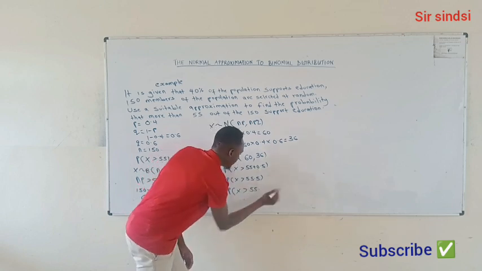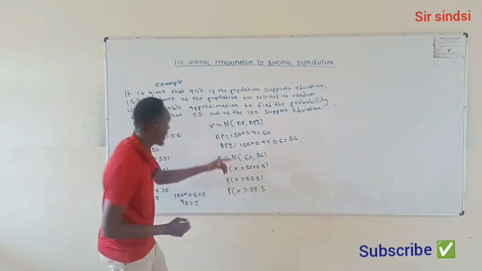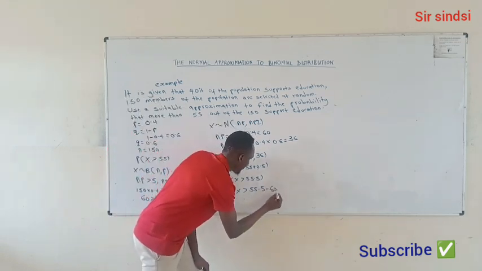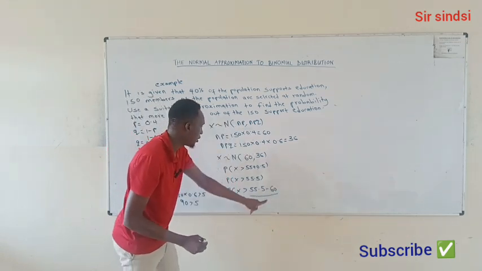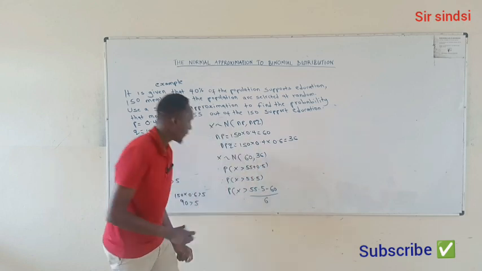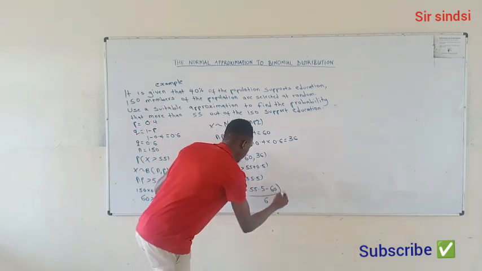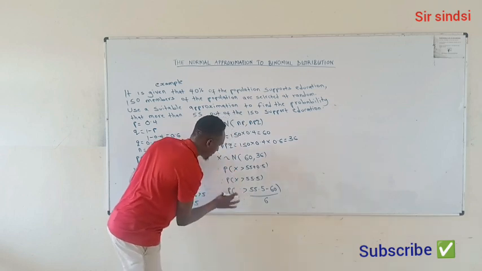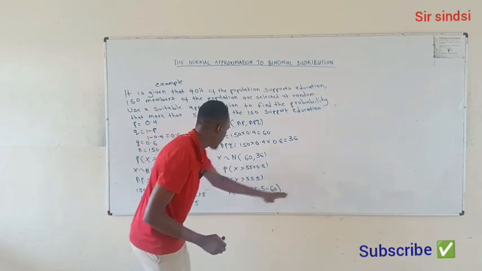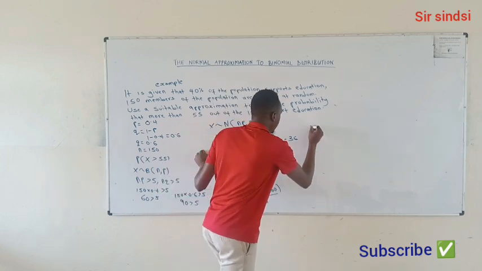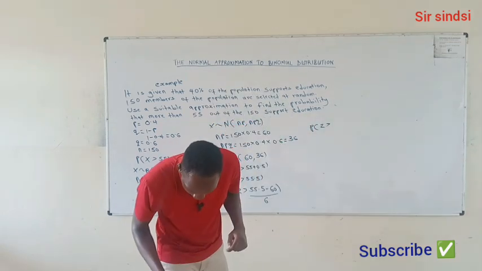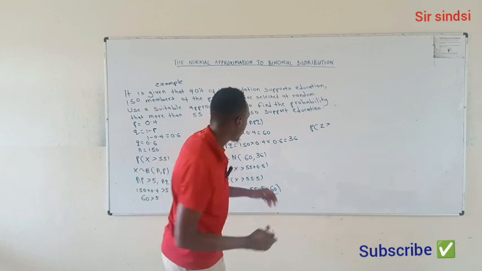We now standardize. Standardizing, we have the probability that Z is greater than 55.5 minus our mean, which is 60, divided by the standard deviation, which is the square root of 36, which is 6. This should be Z, since we have already standardized. When we solve this, we find the probability that Z is greater than negative 0.75.